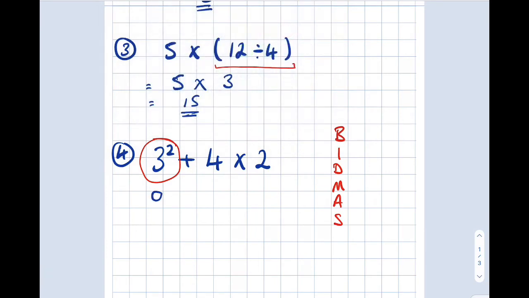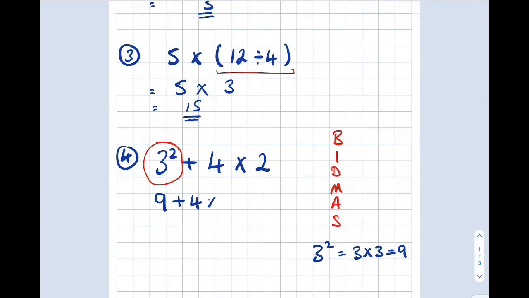3 squared is 9. Now don't forget, 3 squared means 3 times 3, and 3 times 3 is 9. Keep everything else as it is. Don't switch the numbers over, it will give you a different answer to your calculation. Then we've got addition and we've got multiplication, but multiplication goes before the addition. So we need to do the 4 times 2 first, which is 8, and then you do the 9 plus the 8. The answer is 17.